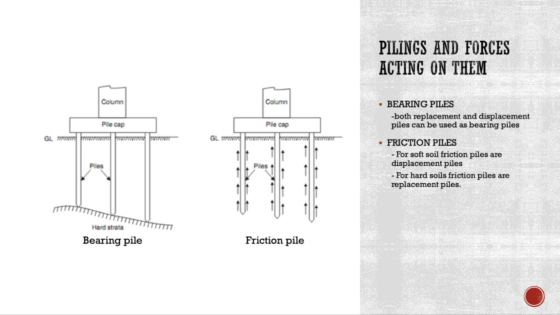Friction piles are piles that transfer the forces from the building to the soil below. When using friction piles as displacement piles, this is often done in soft soils. Replacement piles are used for the harder soils.